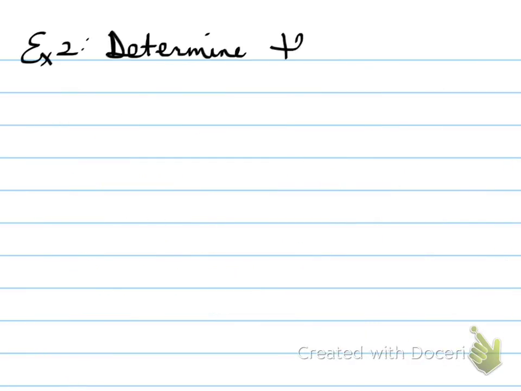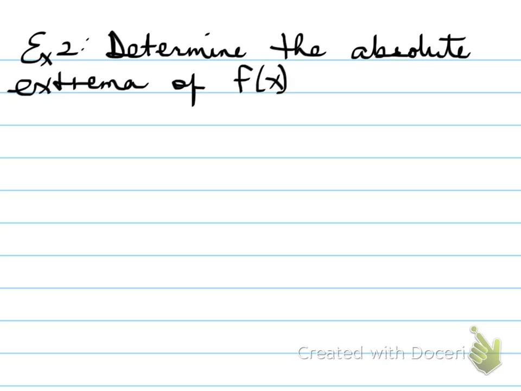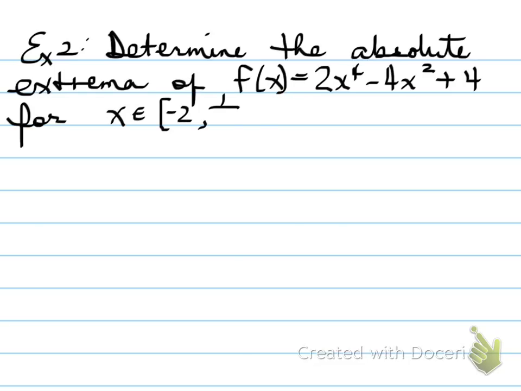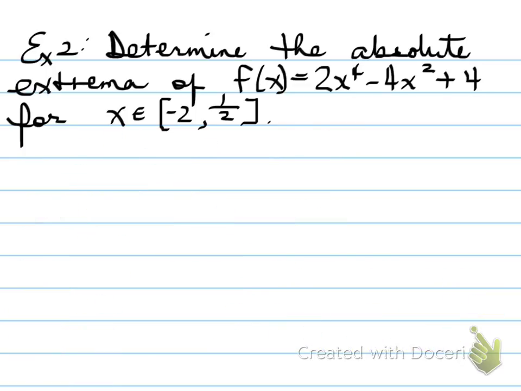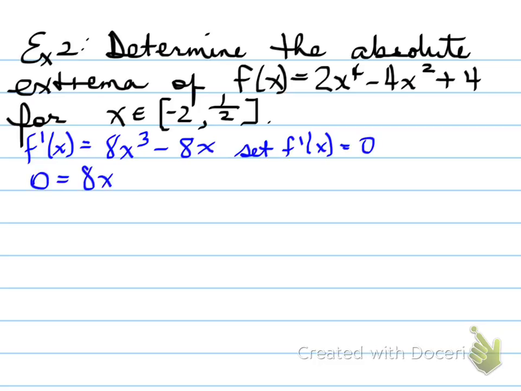Next, example number 2. Determine the absolute extrema for f at x is equal to 2x to the 4 minus 4x plus 4 for these x values. So determine the derivative, set the derivative equal to 0, solve for x, and you find out that x has these values: 0, negative 1, 1.